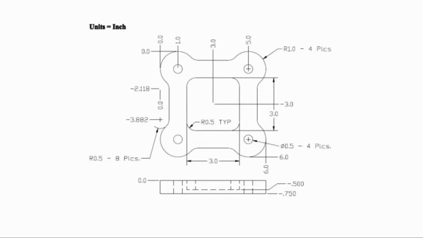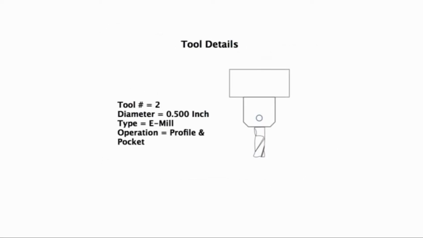We're now ready to program and machine our fifth operation. From our demo part print, you will see that we have a profile on the outside of the part. Our tool for this operation is a 1/2 inch diameter end mill with 1 inch flute length.